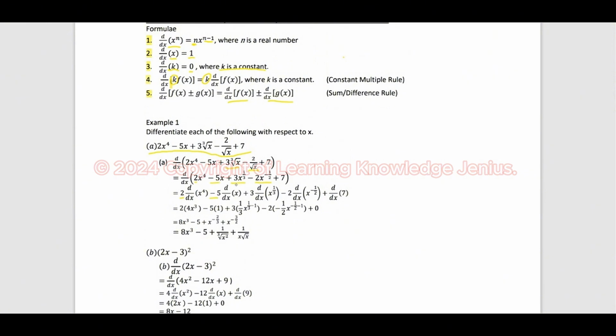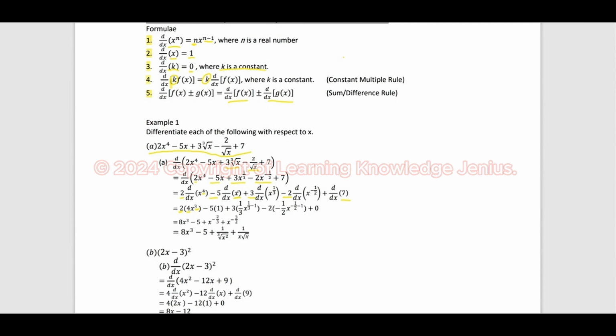-5, you bring it out. 3, you bring it out. -2, and this is a constant, you can leave it here. Then now we can apply the above 5 formulas to do the differentiation. So you see, you leave the 2 here, and then you bring down the power 4 here, and minus 1 on the power. So it becomes 4x cubed.